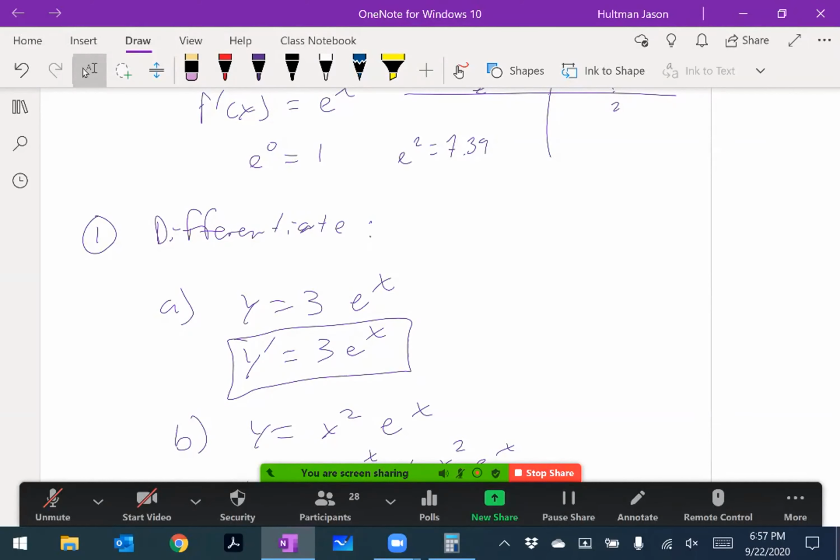Okay, so that's 2.1 and 2.2. Make sure that you're working on the homework. If you have any questions on the homework, make sure you let me know or come to tutoring.